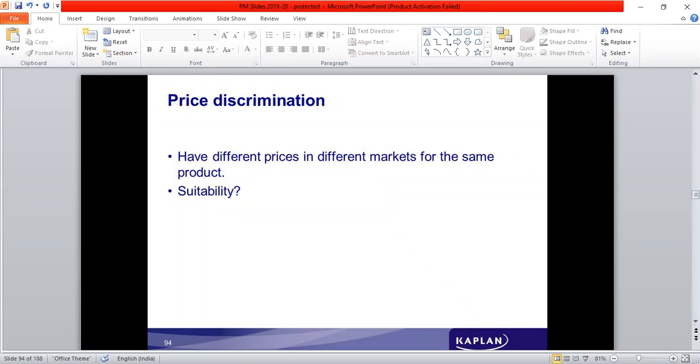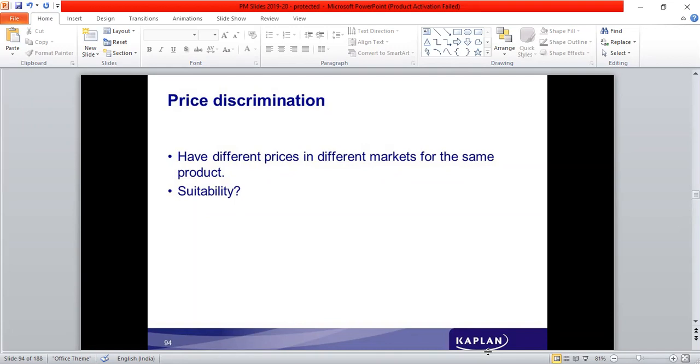Then price discrimination. Price discrimination is a concept where the same product is sold in different markets at different prices. You must have seen on products that this is the price in these two states, and in the rest of India another price. So the same product can be sold at different prices in different markets.